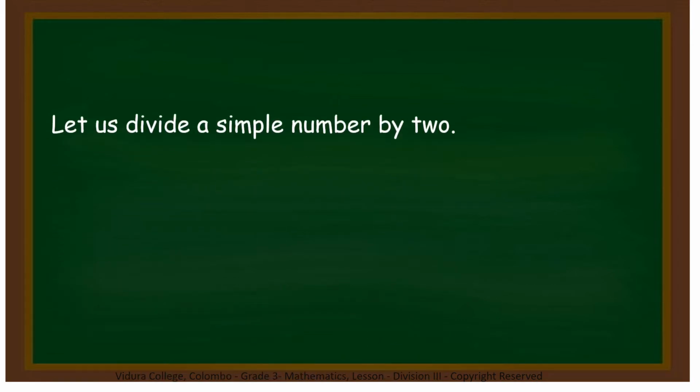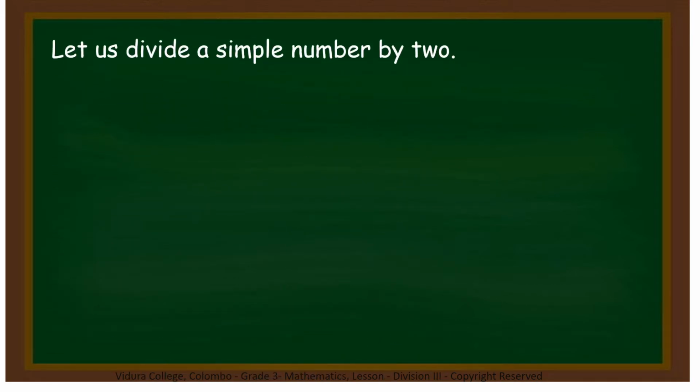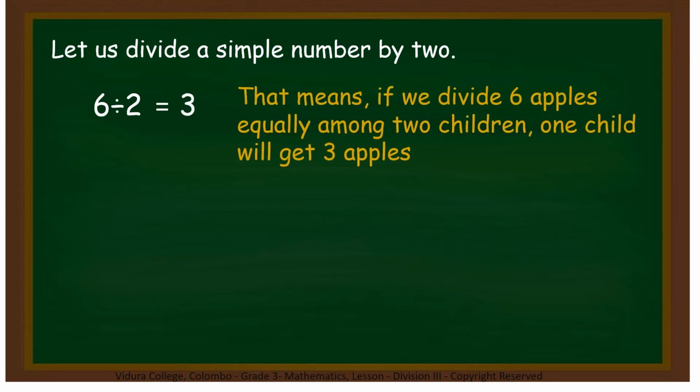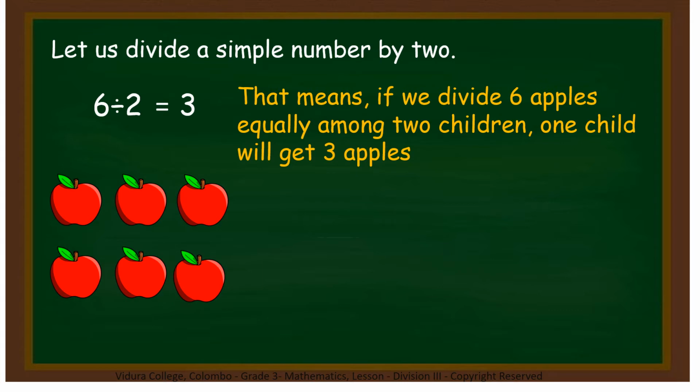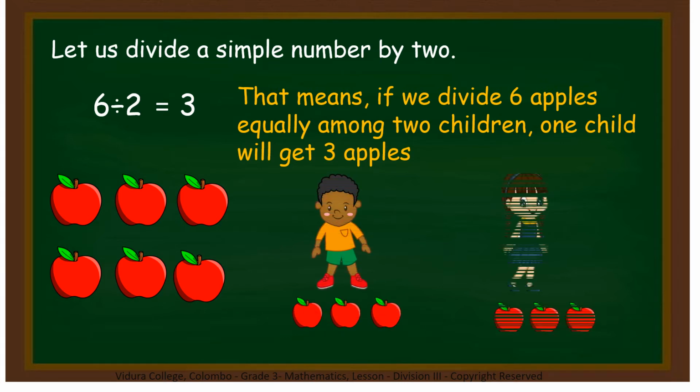Now, let us divide a simple number by 2. 6 divide 2. 6 divide 2 is 3. That means if we divide 6 apples equally among 2 children, one child will get 3 apples. Now look at this.